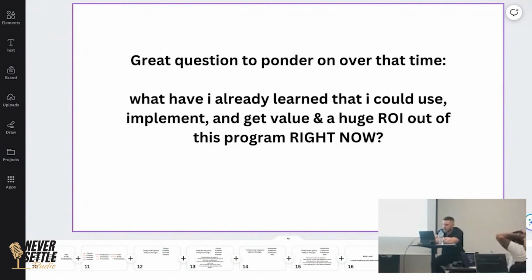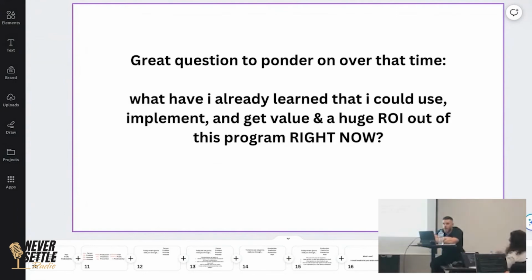And the question for you guys to think about is: what have you already learnt that you could use, implement, and get value and a huge ROI from, even if you saw nothing else? Because these are the things you'd actually start looking to implement no matter what else you learn. That's kind of it for right now.